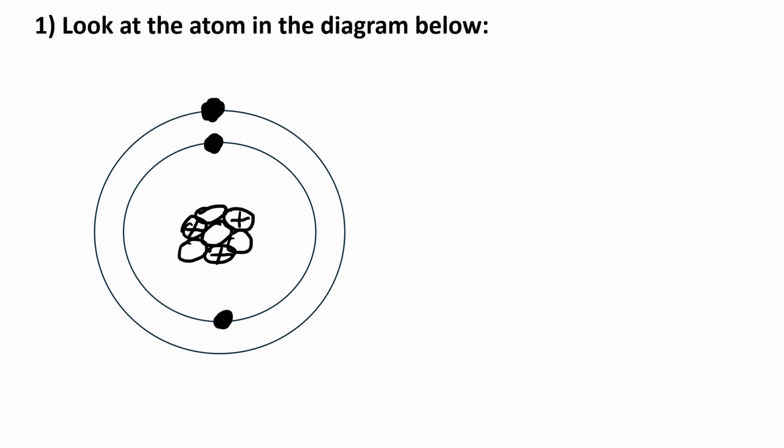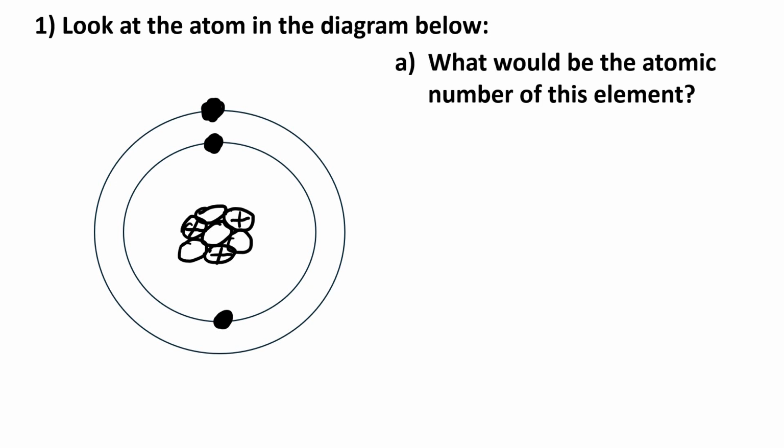Look at the atom in the diagram below. What would be the atomic number of this element? Well, the atomic number tells us the number of protons in the nucleus, so we can count up. We've got 3 positive protons, so the atomic number would be 3.